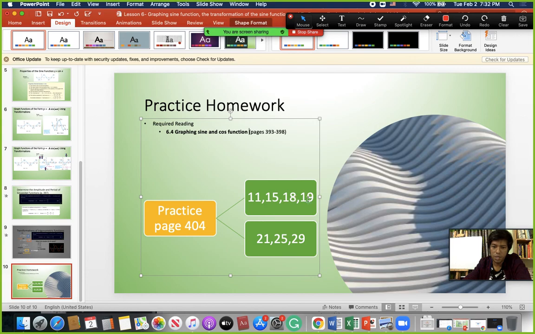Try to practice these problems: 11, 15, 18, 19, all of them are from sine, only sine, because today we discussed only sine. You try to solve them, then we will discuss them during class time also.